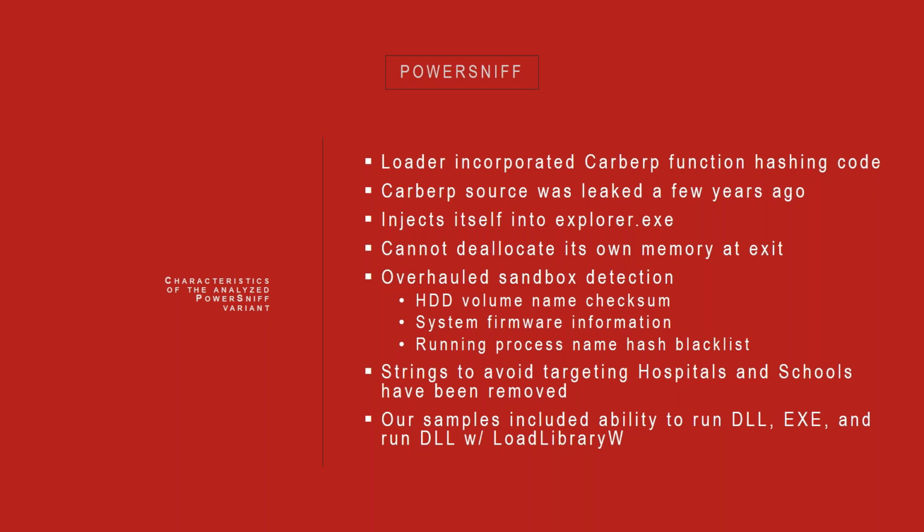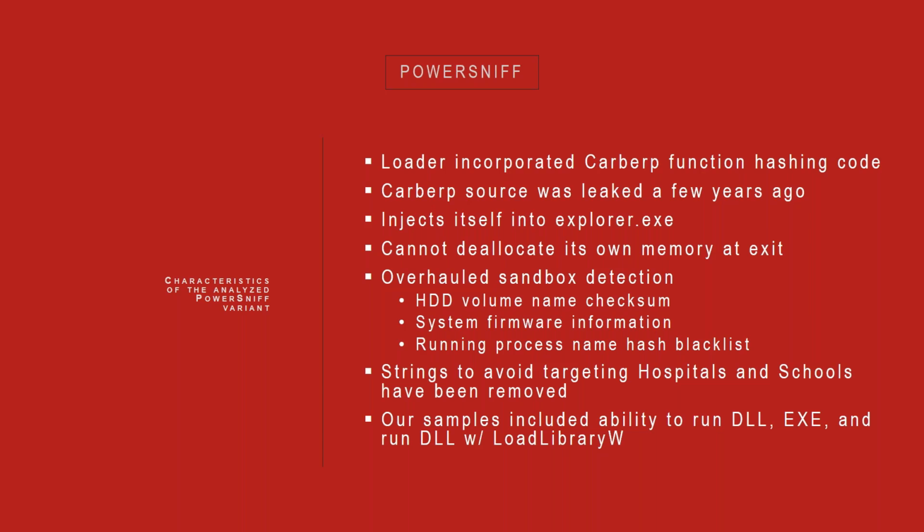All right, moving on. The PoSlurp loader did incorporate function hashing code that we recognized from the CarberP Trojan. CarberP was a different malware family, and that source was leaked a few years ago, but it is interesting that they pulled that in for just that one function. Other behavior that we saw was injection into explorer.exe. We also noticed that it did not have a way to deallocate its own memory at exit.